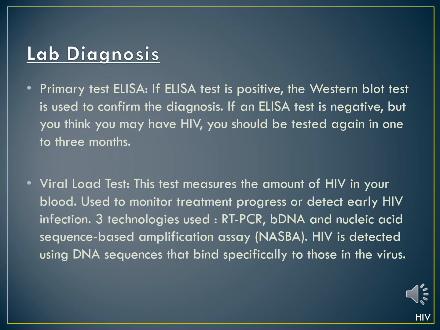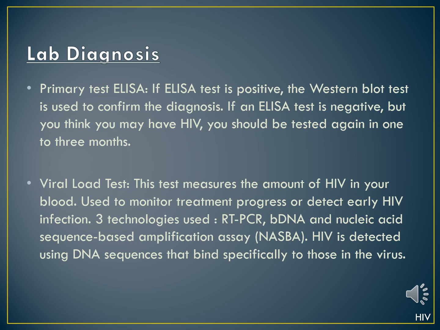Lastly, the lab diagnosis of HIV. So the most famous method of diagnosis of HIV is using ELISA and also the Western blot method. The primary test, ELISA, which stands for enzyme linked immunosorbent assay, is used to detect HIV infection. If an ELISA test is positive, the Western blot test is usually administered to confirm the diagnosis. If an ELISA test is negative, but you think you may have HIV, you should be tested again in another 1 to 3 months, because the HIV takes time to actually produce its symptoms.